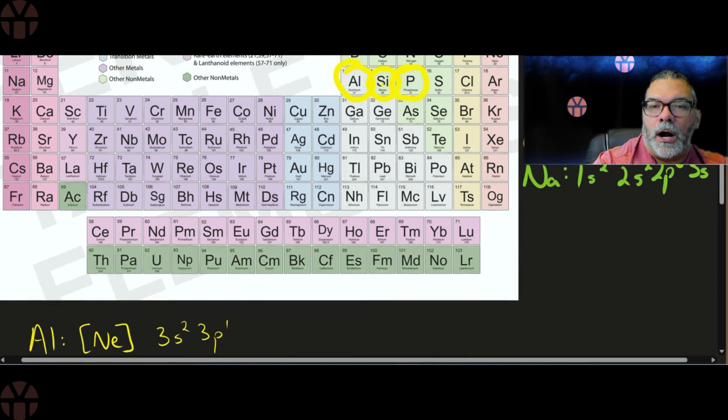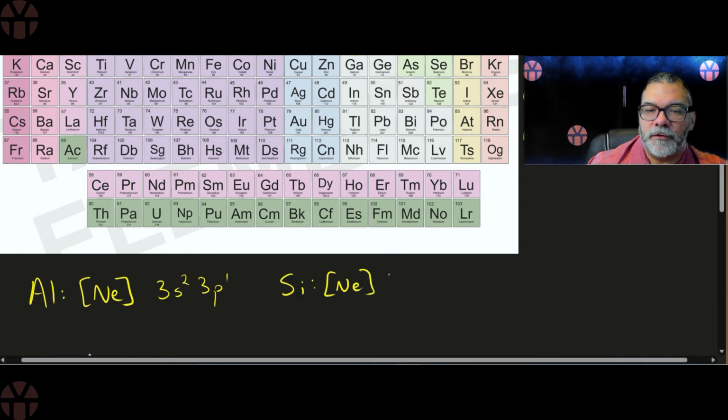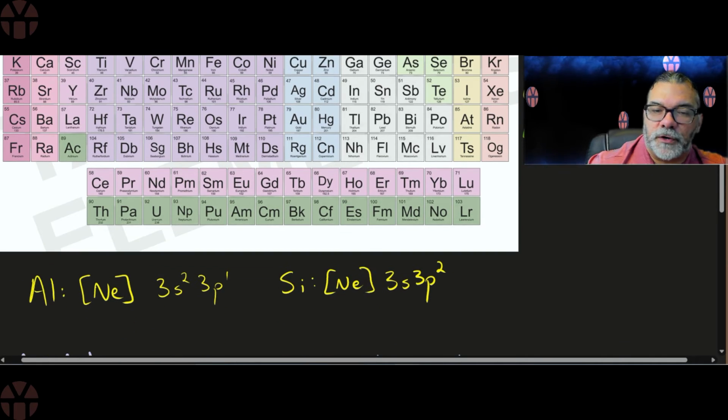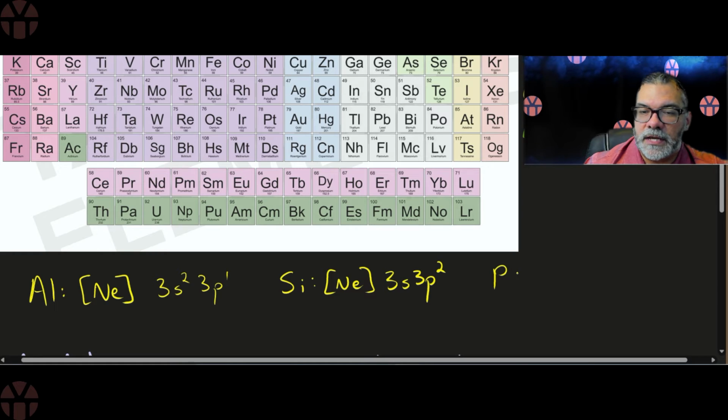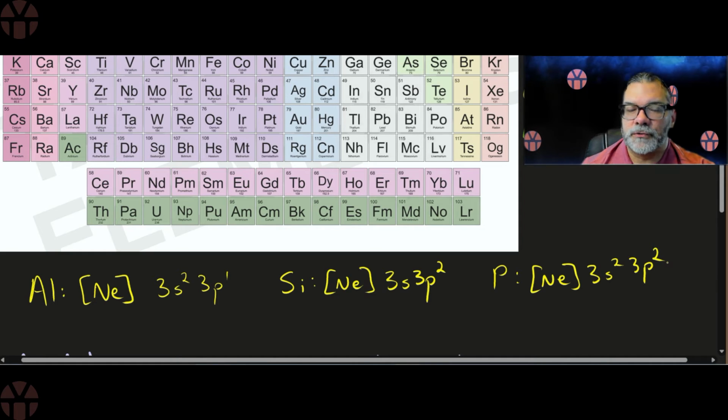For silicon, it's going to be the same thing. We're going to start off with neon in brackets, and we're now going to have 3s2, 3p2. And finally, for my third one, phosphorus, we're going to have, as we've already seen, neon in brackets. And now this is going to be 3s2, 3p3. Okay, good. So far, so good.